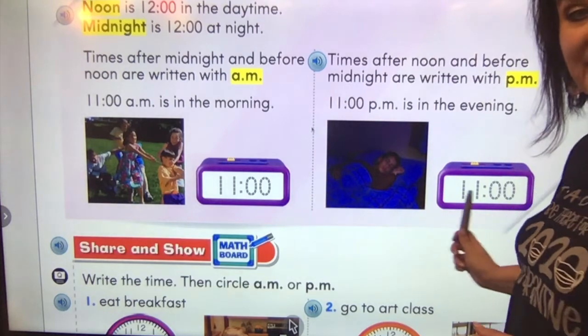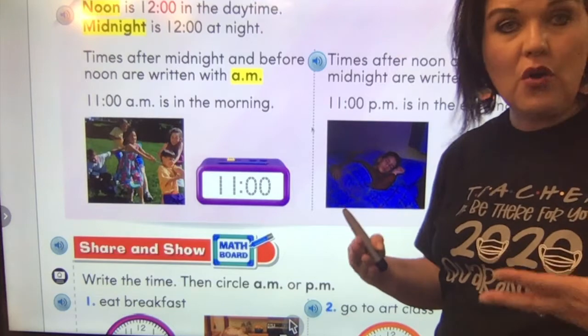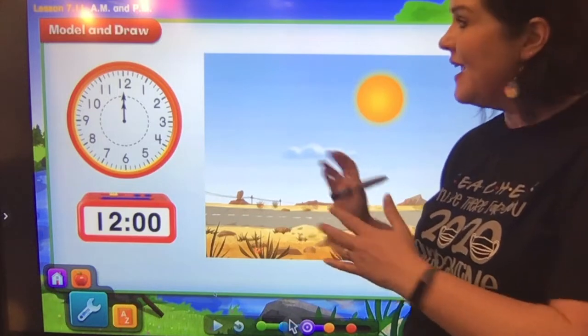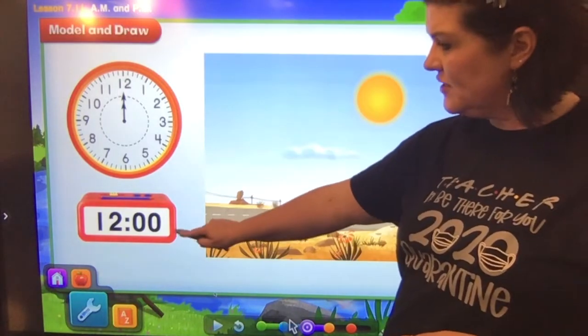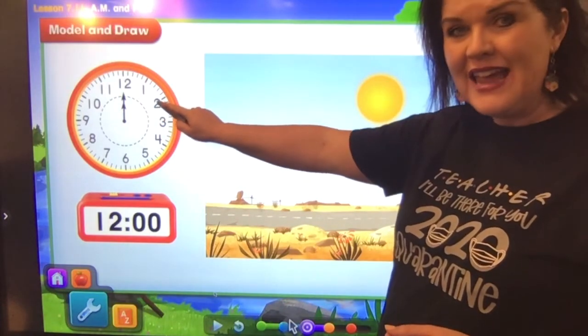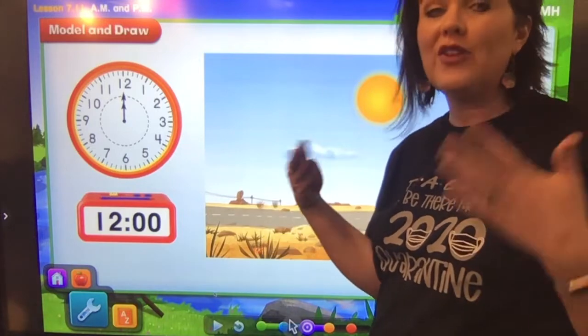Notice how the 11 and the 11 do not change on the digital clock. You just have to know which one is AM and which one is PM. We're going to talk about AM and PM times. And when we look at this clock, the digital clock says 12 o'clock, and so does our analog clock. Now, how do we know if it's 12 o'clock AM or 12 o'clock PM?